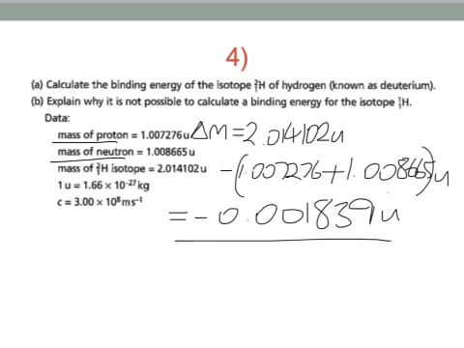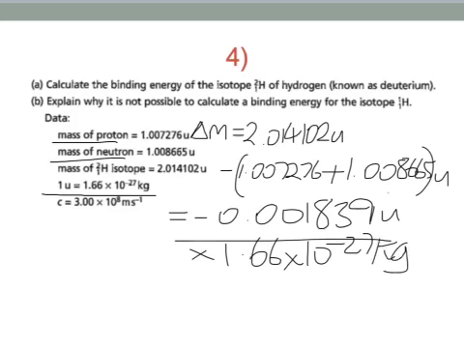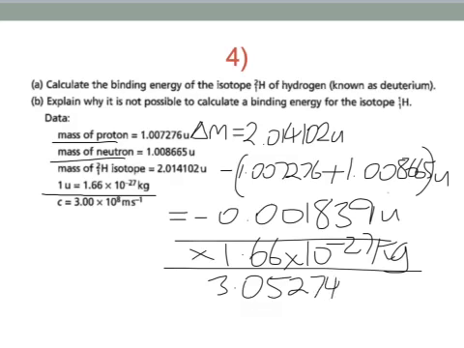to work out that, we need to convert this into kilograms. So we multiply by the value that one atomic mass unit is in kilograms, which is 1.66 times 10 to the negative 27 kgs. So that number multiplied by that gives us, just ignoring the negative sign, 3.05274 times 10 to the negative 30 kgs. And now I'm running out of room, so I will continue on the next page.